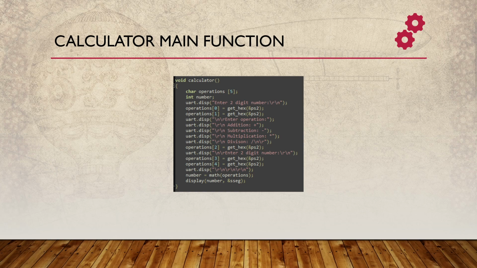The first of my functions was what I just called calculator. This is basically what would be called in a while loop in order to repeat this over and over again. It has an array of characters that's 5 data bits long, and basically it asks the user to enter a 2-digit number. It gets those numbers, and then it presents the operations available, and then the second number is entered, and then it does the math, and then finally displays.